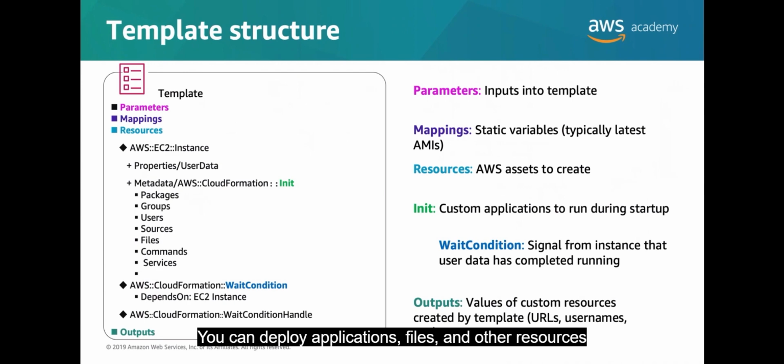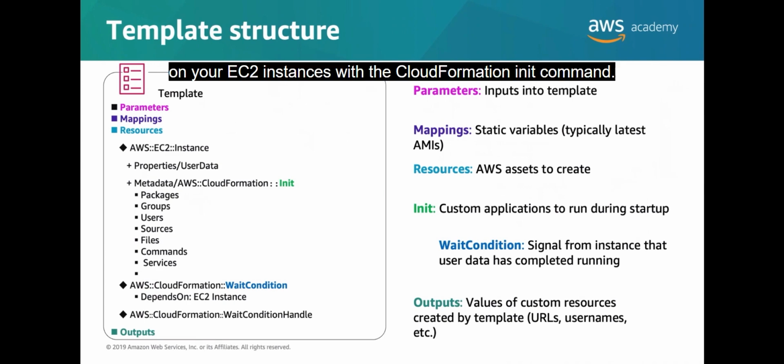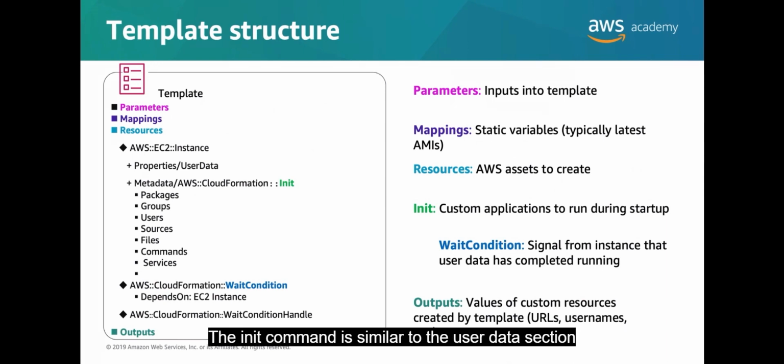You can deploy applications, files, and other resources on your EC2 instances with the CloudFormation init command. The init command is similar to the user data section of the EC2 launch mechanism. It enables you to deploy EC2 instances as part of the stack creation process. The wait condition is a special AWS CloudFormation resource that pauses the creation of the stack and waits for a signal before it continues. You can use a wait condition to coordinate creation of resources with other configuration actions and external stack creation procedures.